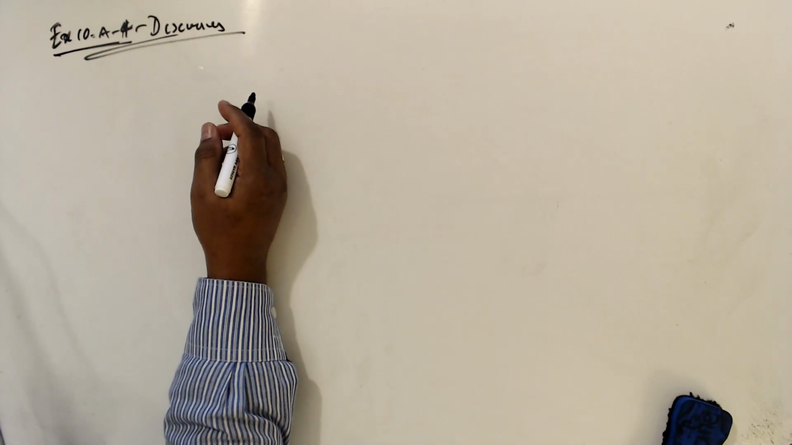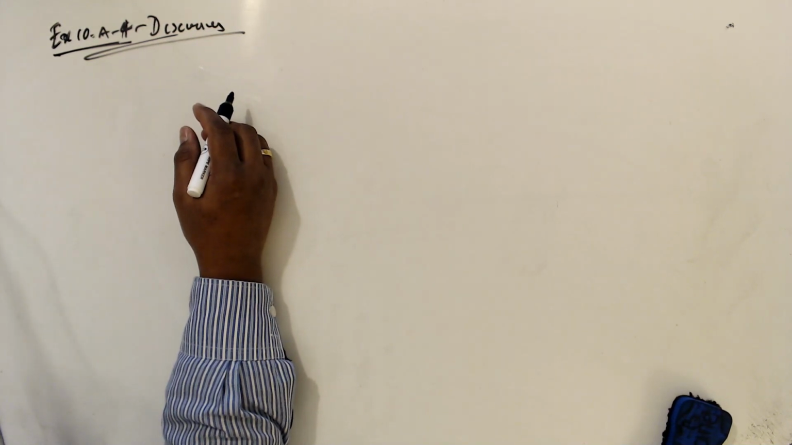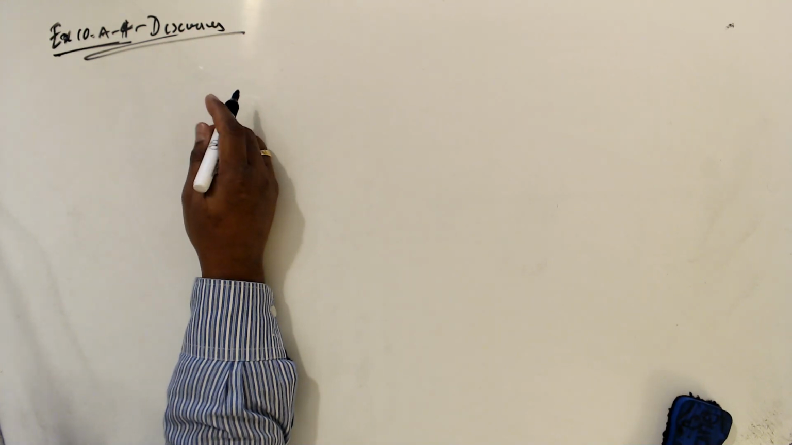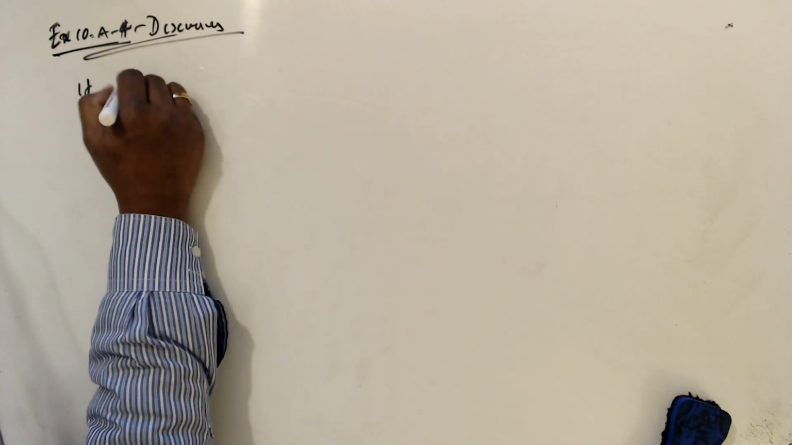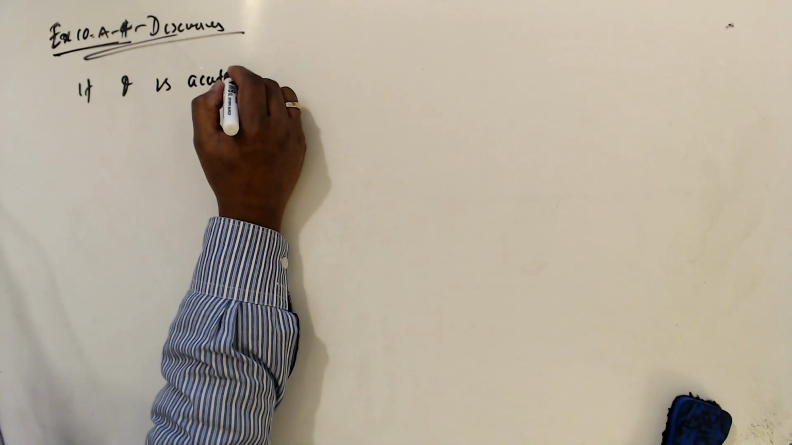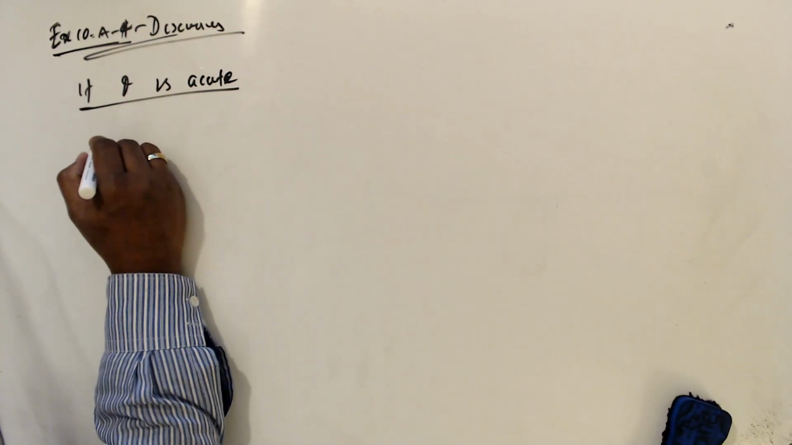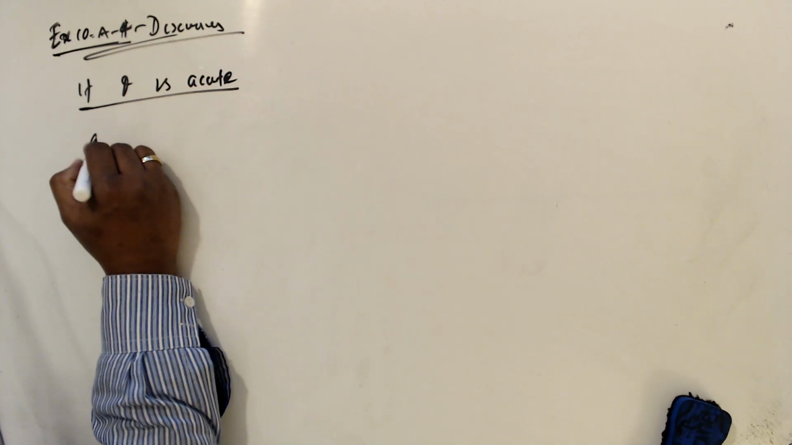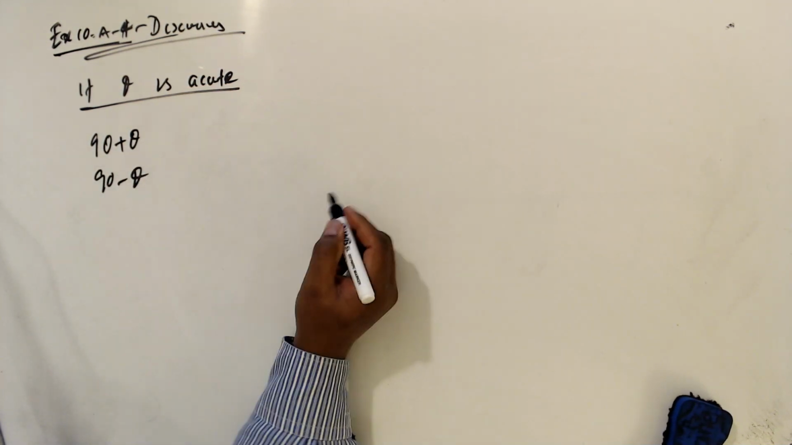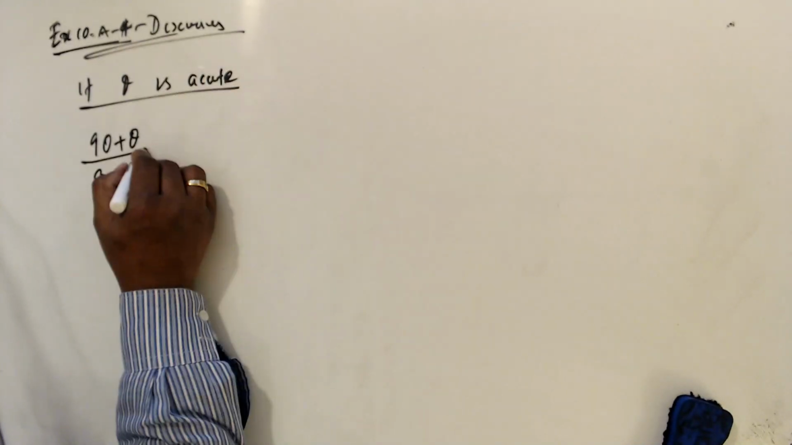Let's discuss a bit about some viewpoints. If theta is acute, we'll try to draw 90 plus theta, 90 minus theta. How do we do 90 plus theta first?